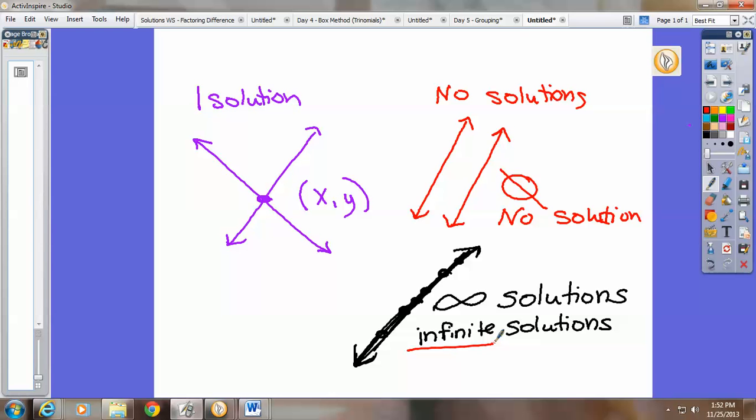So this right here, the infinite solutions, is our new concept today. Thinking of that, if you graph an equation and you find out the second equation is exactly the same, then you would have infinite solutions.